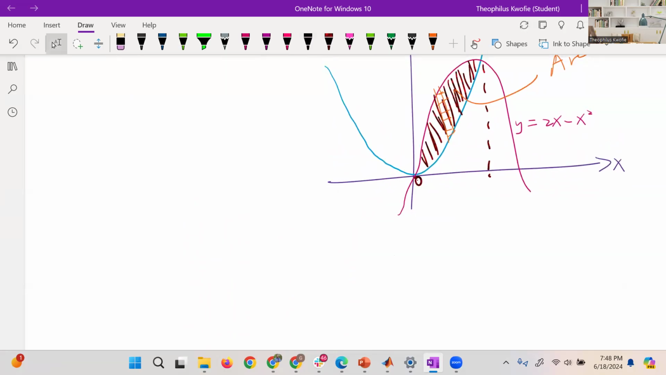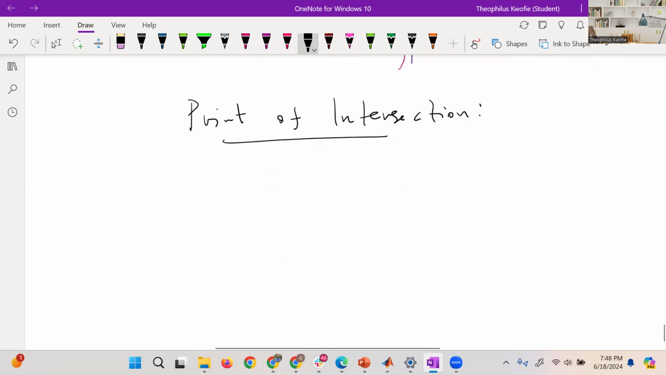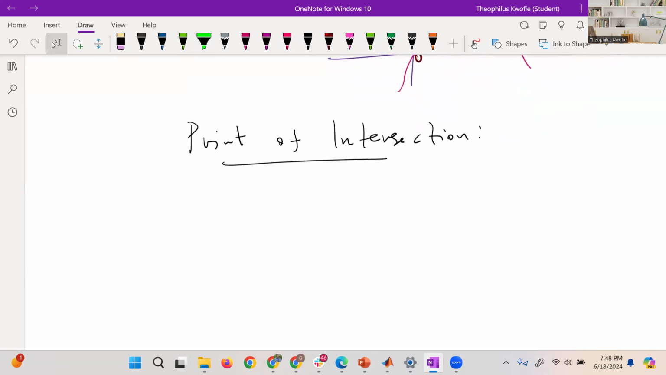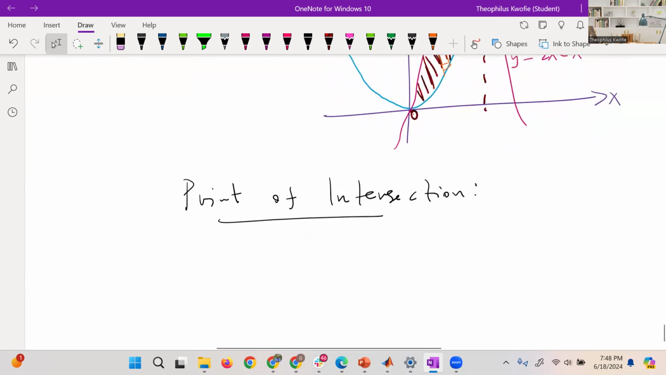So we need to find a point of intersection. Very important. By finding the point of intersection, we just equate the two graphs together, or the two parabolas together. So what do we get? We just have to equate them together.